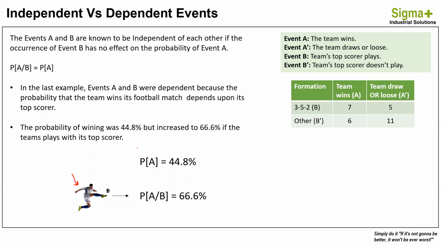Okay, so you can see now and understand the difference between the intersection probability and the conditional probabilities, where the conditional probability focuses on the dependency relationships between two events. There is an event that is helping or empowering the occurrence of the other event, like we have discussed in the participation of the team's top scorer player helping the team to win and increasing the probability of winning from 44.8% to 66.6%.